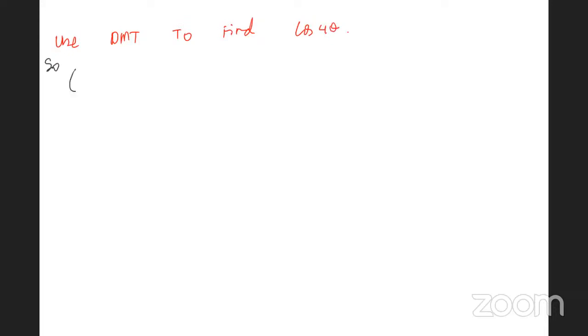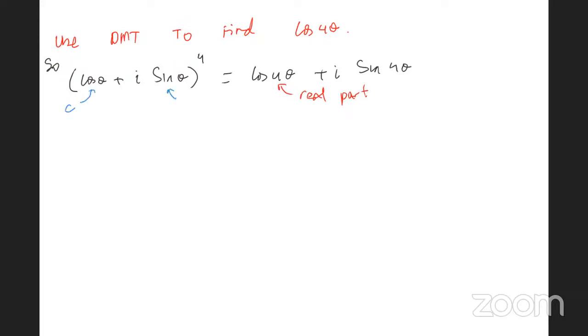So here's what we have. We have cos theta plus i sine theta to the power of 4 is equal to cos 4 theta plus i sine 4 theta. And what do we need to get cos 4 theta? We need the real part. So we're trying to get the real part of the expansion. So we're going to expand it. For space, I am going to use C and S. If you all like, just write it out, but I am going to use C and S.